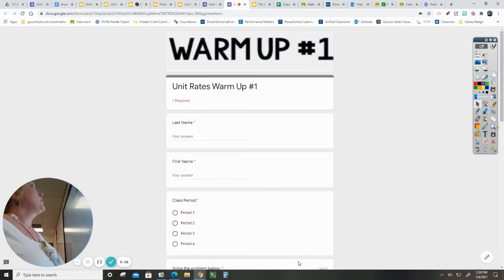Me again. We are doing unit rates. I believe it's lesson 1 warm-up. Not 100% certain, but we're doing a warm-up. So let's just know that. And it should have these things in it. You're going to have to put your last name, your first name, and which class period you are.